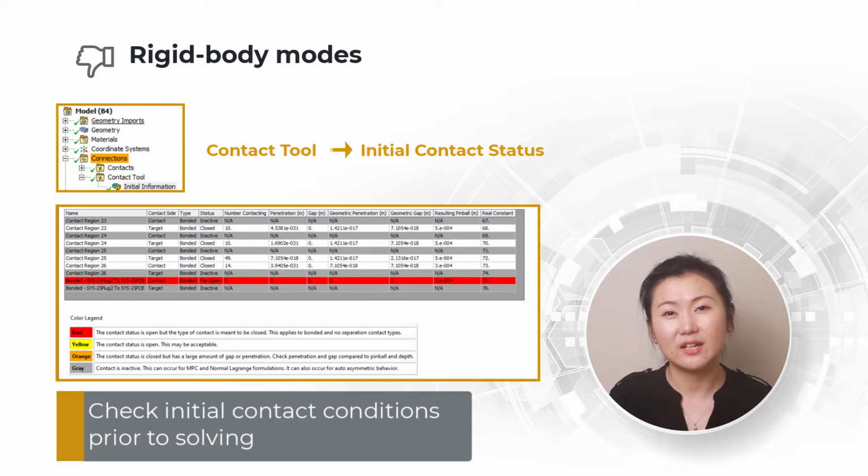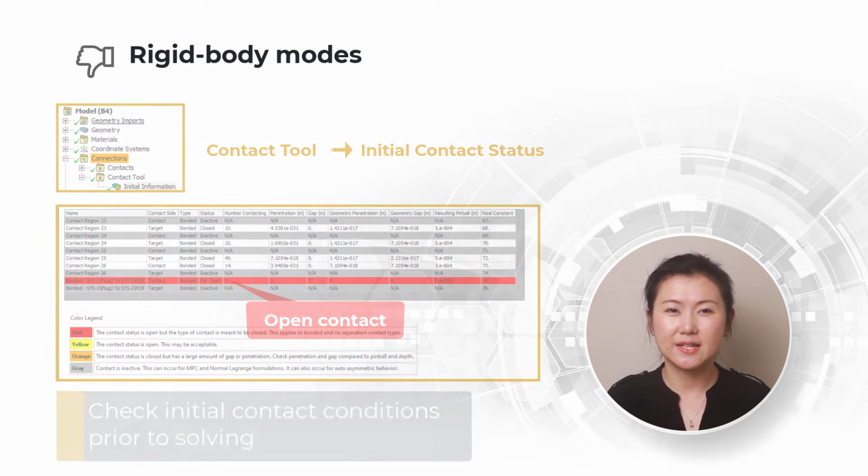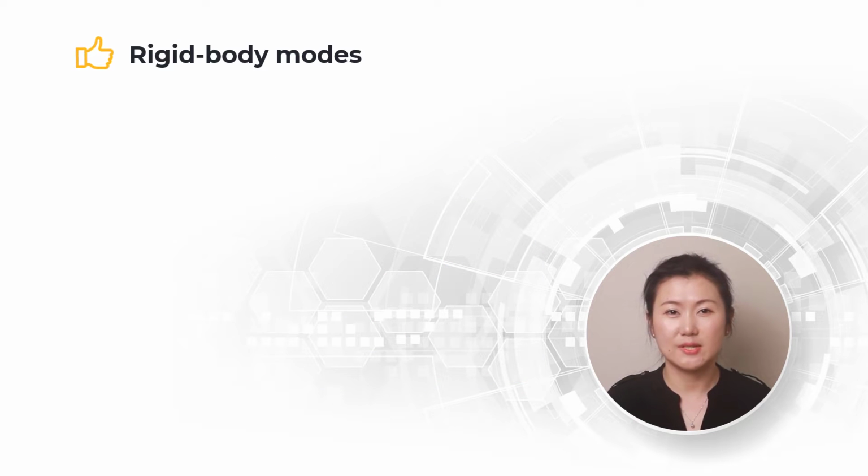Doing so will save a lot of time, as the initial contact checks are much quicker to perform than the regular modal analysis. As you can see here, the contact pair highlighted in red indicates an open contact, which needs to be addressed. Now, let's move on to the case when we do expect rigid body modes in our modal solution.